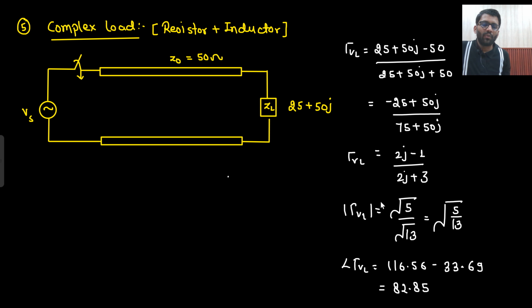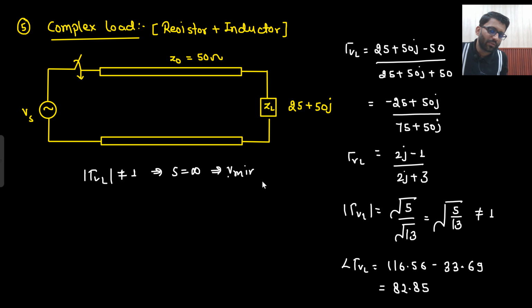So here your mod of gamma VL is not equal to 1. So certainly your VSWR will not be equal to infinity. What I mean to say is that here your mod of gamma VL will never be equal to 1. So certainly your VSWR is not equal to infinity. That means your voltage minimum will not be equal to 0, and neither will your current minimum be equal to 0. Okay.